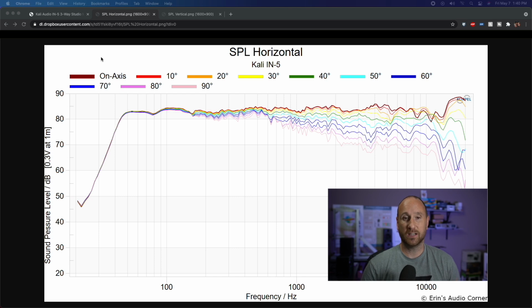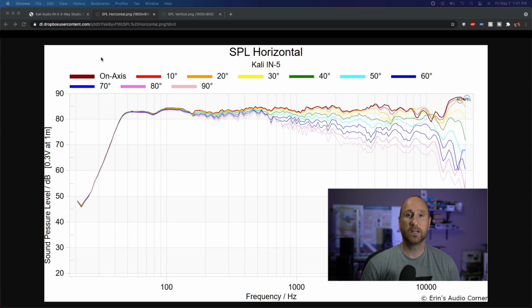The first bit of information we're going to discuss is the horizontal off-axis data. In this case, I've got another example of the Kali IN5, same thing that I used in the previous discussion for the on-axis measurements. And here I've provided the off-axis measurements out to about 90 degrees.